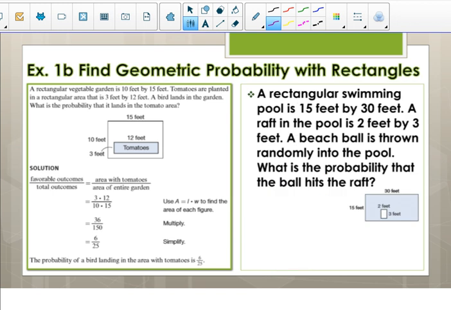Example 1b. Same thing, but this time you have a swimming pool and there's a raft in the swimming pool. And we want to know what is the probability that the ball hits the raft. So we have the area of the raft divided by the area of the pool. So the area of the raft is 2 times 3. The area of the pool is 15 times 30.